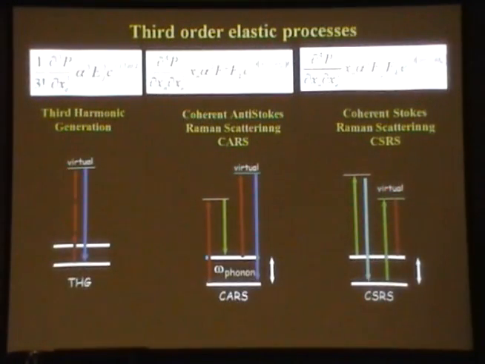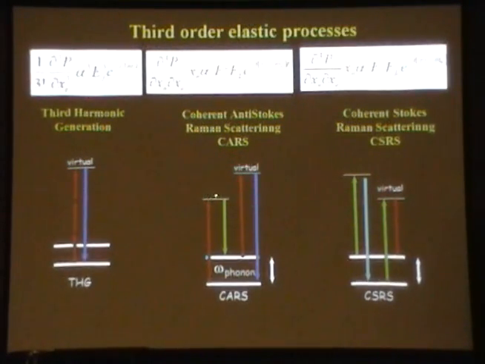Third order, you can have three photons generate just one photon, that's just three electron terms here. You can mix them with the nuclear coordinates, and then if you mix them with the right wavelengths, you can then generate CARS microscopy.